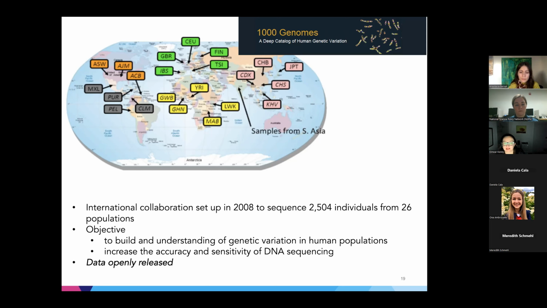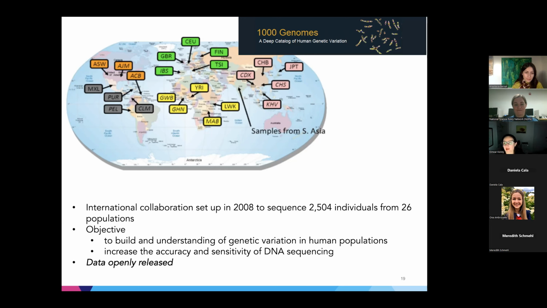And number two was a technical objective, which was to increase the accuracy and sensitivity of DNA sequencing technology to be able to scale to the scope of 2,500 individuals. At the start, 2,500 individuals is something you could run today in a week, maybe on some machines. But at the time, this was a project that took 5 years to complete from inception.